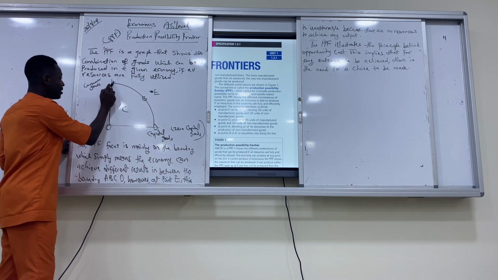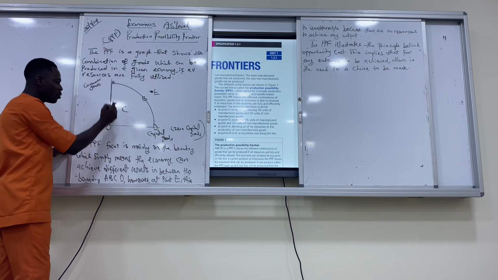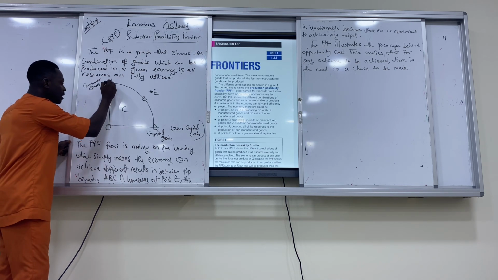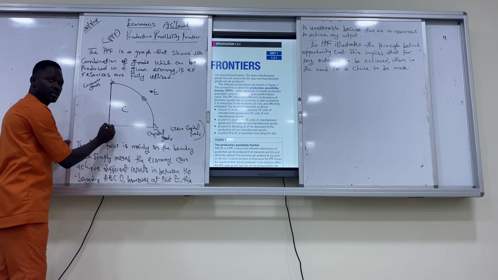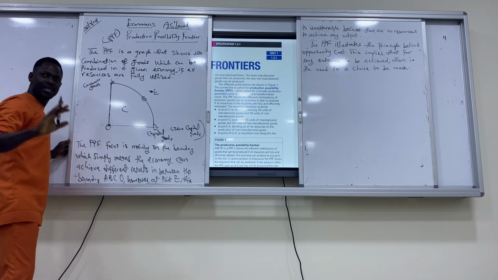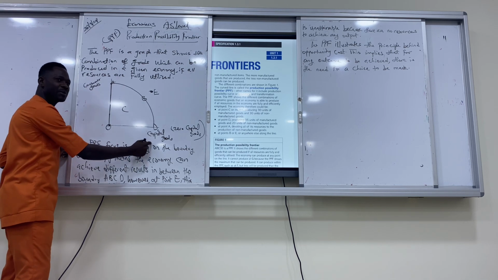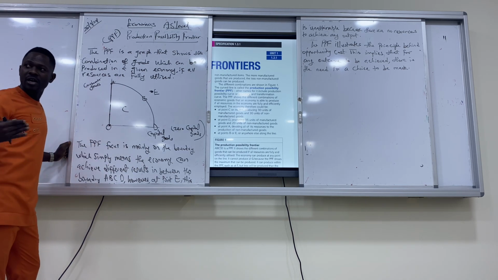To produce the highest consumer goods here, we are not producing any capital goods. Do we get it? Production of this means none of this. Do we understand the first point here? So that means there's opportunity cost. Yes or no? The opportunity cost is the capital goods that are not produced. Are you guys with me?